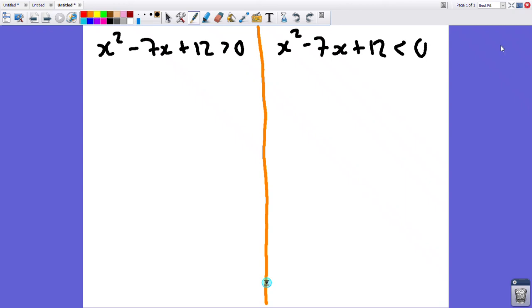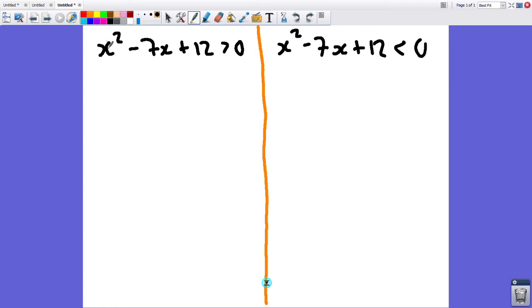Okay, quadratic inequalities. I basically have the same question on both sides of the board here. However, on the left-hand side, the expression is greater than 0, and on the right-hand side, the expression is less than 0. I've made it the same question to illustrate exactly the differences in the final solutions that we'll get.